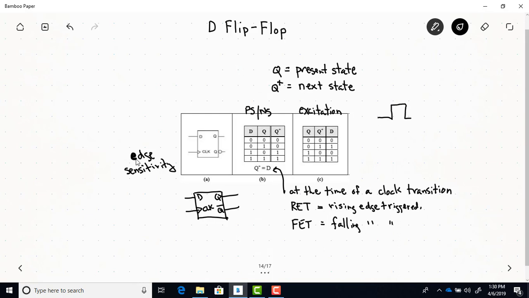Okay, as we talked about in an earlier class, a clock is typically a periodic square wave. And these transitions from 0 to 1, those are the rising edges.